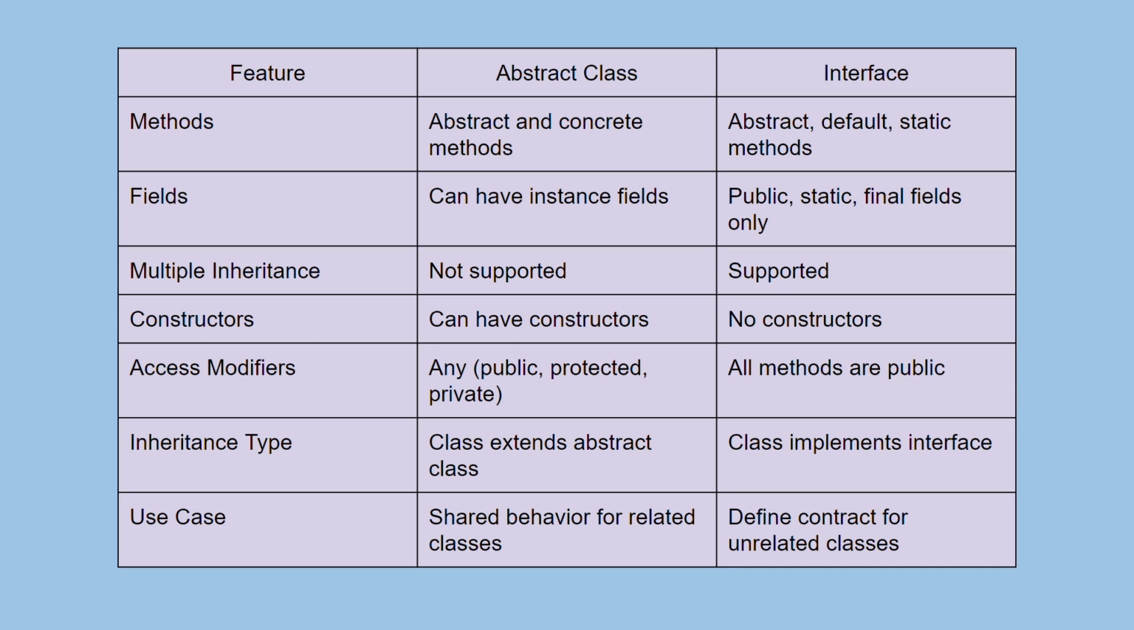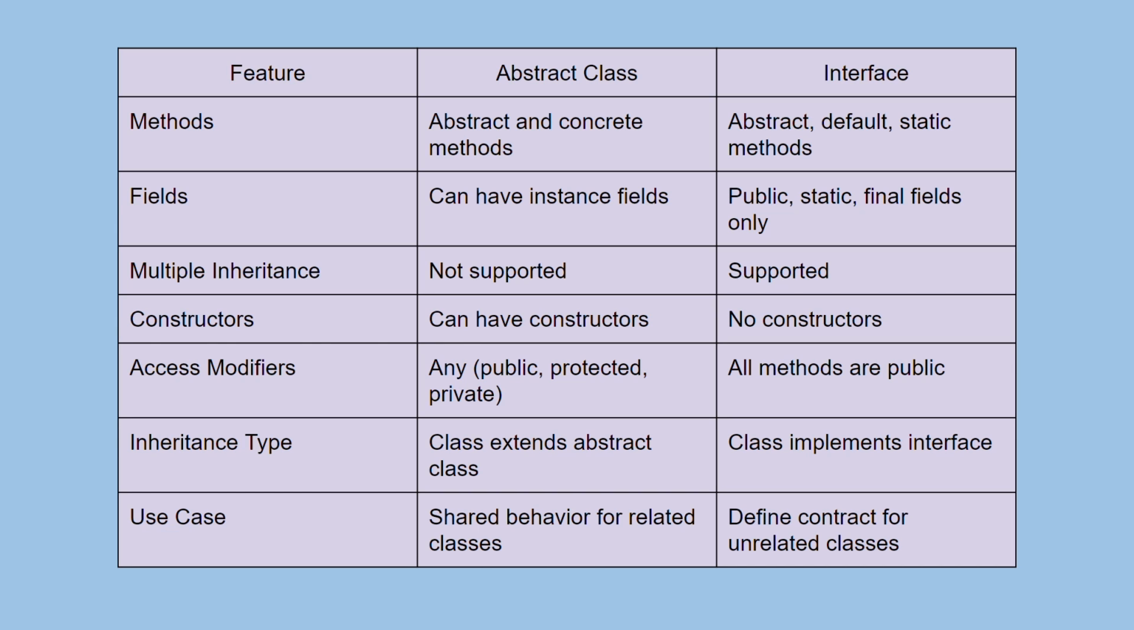When we talk about access modifiers, methods and variables in abstract classes can have any access modifier, but in interfaces all methods are implicitly public and must be declared as such. Fields are implicitly public, static and final when we talk about interfaces. A class extends an abstract class inheriting its methods and fields, but a class implements an interface providing specific implementation for all its abstract methods.